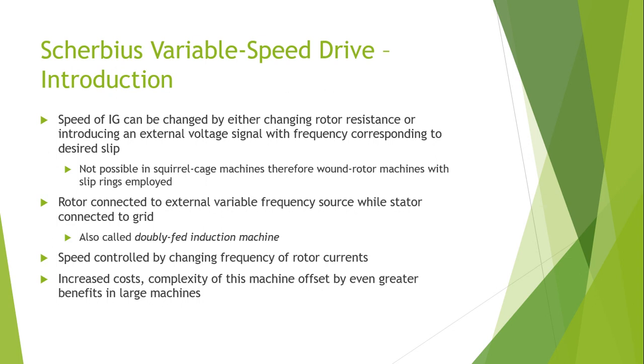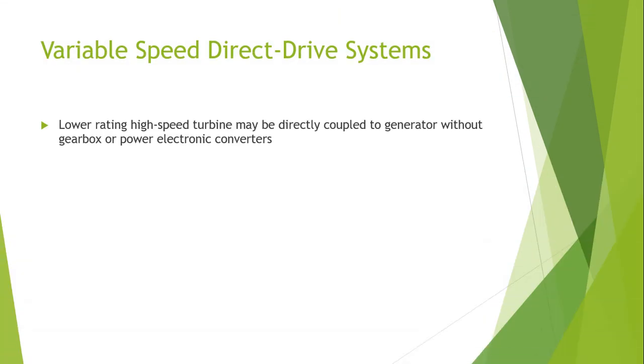So using this type of technology, the cost is increased. Moreover, the complexity associated with this machine is increased. The complexity of this machine is offset by even greater benefits in larger machines. The lower rating high speed turbine may be directly coupled to the generator without the requirement of a separate gearbox or power electronic converter.